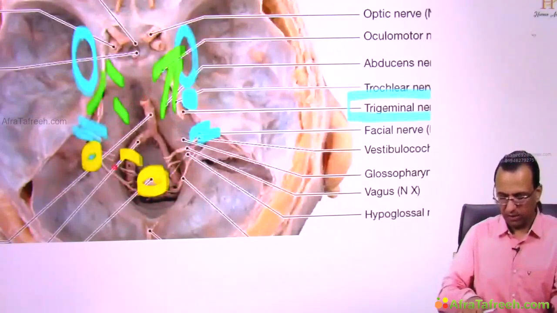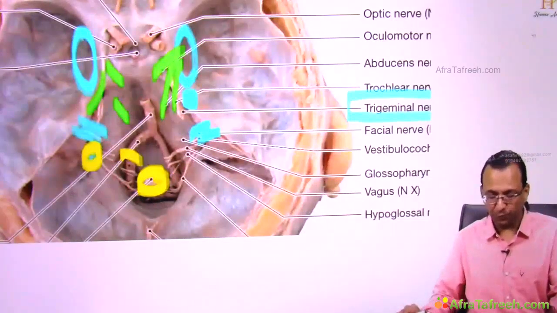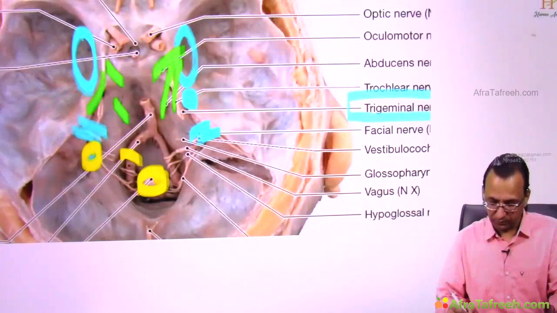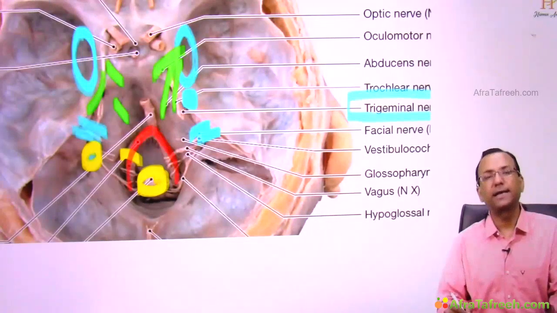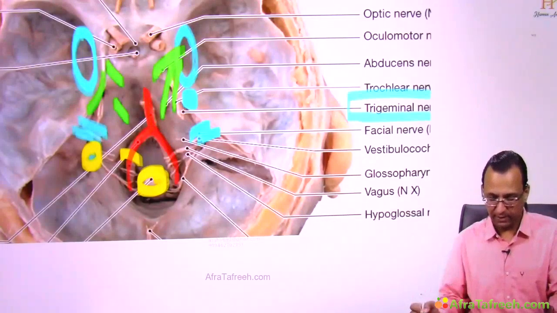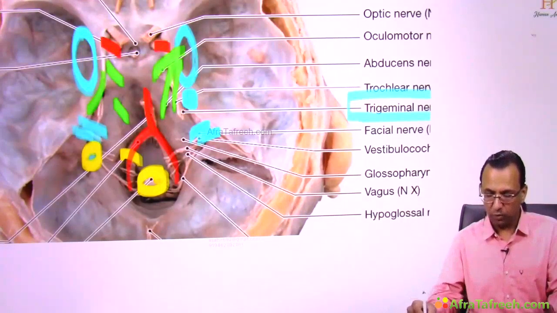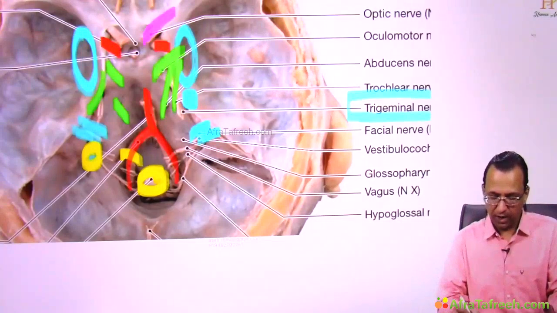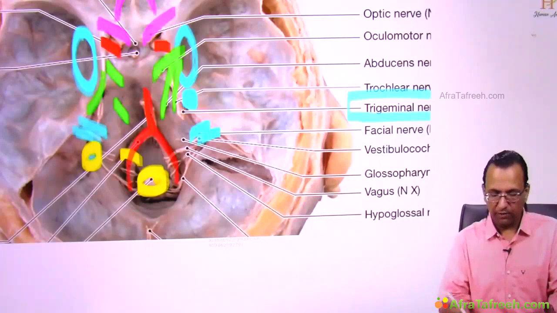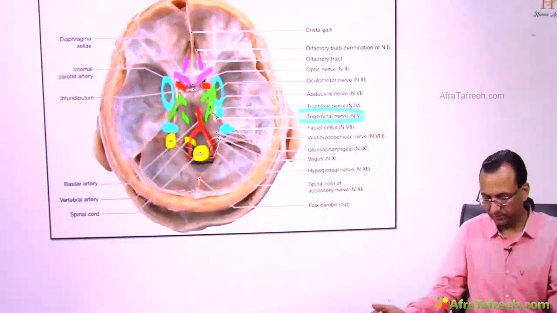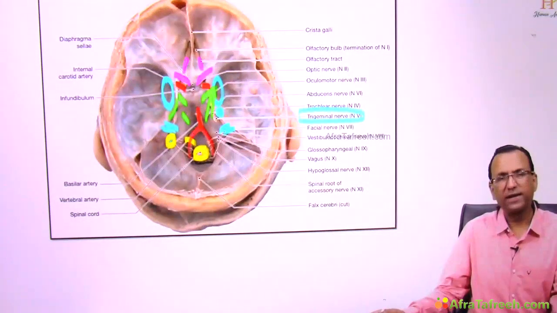What are the other things? This diagram has some other details also. This is the vertebral artery entering the cranial cavity, forming the basilar artery, and this is the internal carotid artery in the cavernous sinus, coming out of it. That is the optic nerve, and that is the olfactory tract. But these things are not very clear, so we want to see a clear picture now.